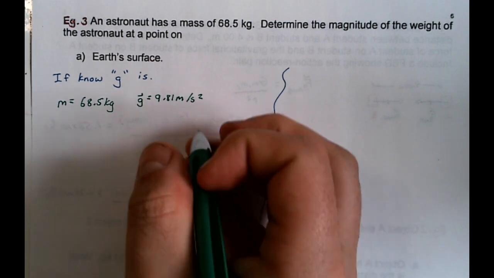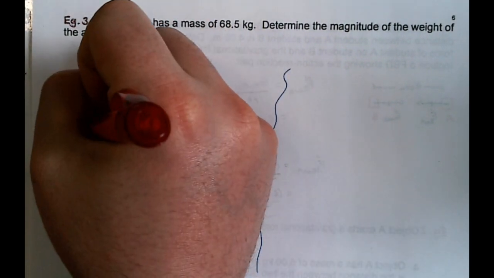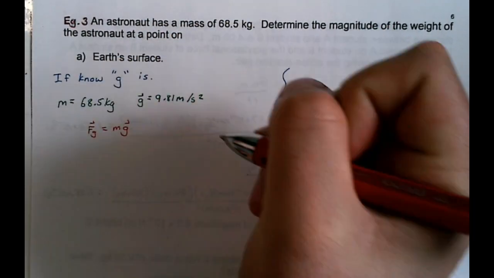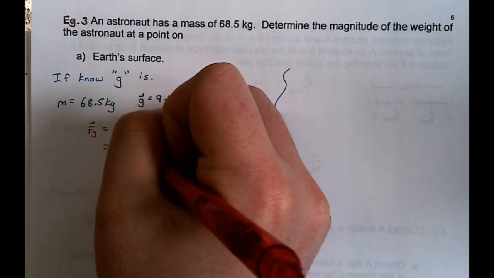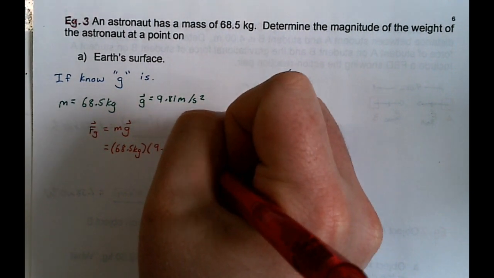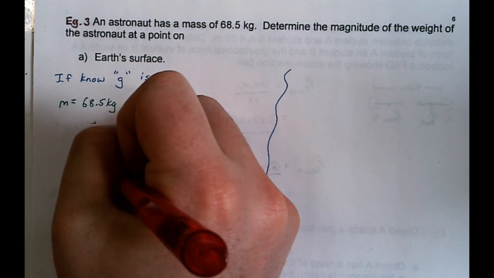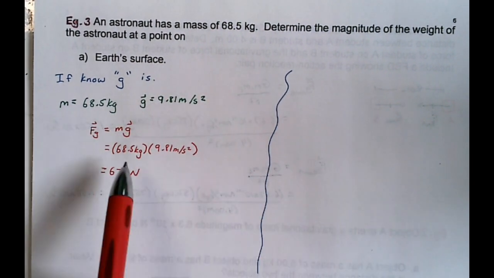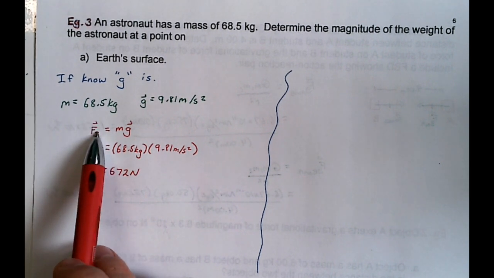And we can use that to find Fg, which is just the force due to gravity is equal to the mass times the acceleration due to gravity, which is 68.5 kilograms times 9.81 meters per second squared. When you figure that out and solve, you're going to get an answer of 672 newtons. Again, this is still a vector, so you need to include a direction.